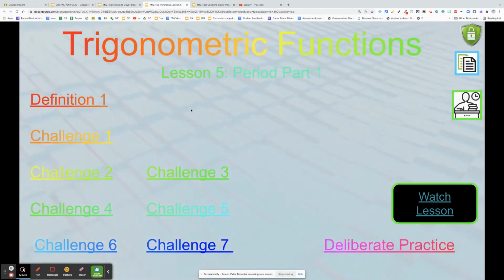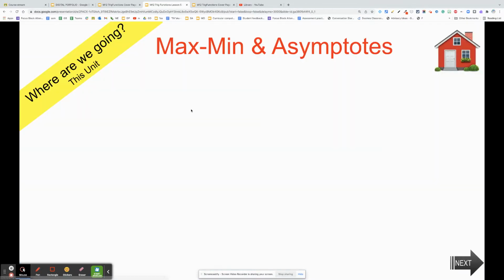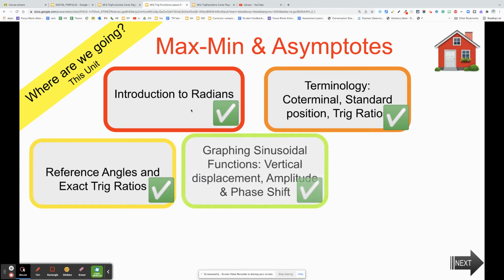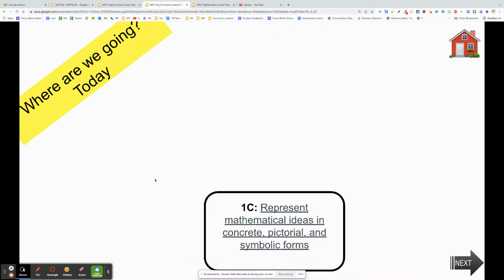We're going to break the period into two different parts. And so here's what we've looked at so far. We've looked at radians, terminology, trig ratios, and last lesson we looked at vertical displacement, amplitude, and phase shift. And today we're going to look at part 1 of the period of a function. So let's look more closely at that.